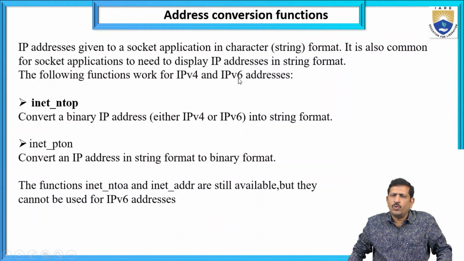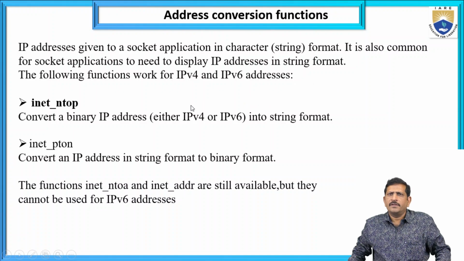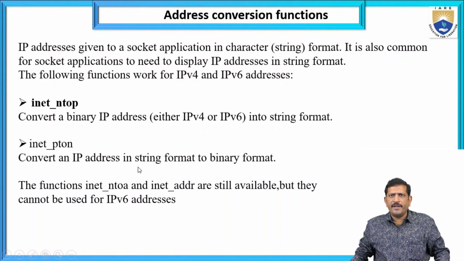That is, IP address to string form, or string form to IP address. An IP address is given to a socket application in a character format. It is also common for socket applications to need to display the IP address in a string format. The following functions work for IPv4 and IPv6 addresses. inet_ntop converts a binary IP address, either IPv4 or IPv6, into string form. inet_pton converts an IP address in a string format to binary format.